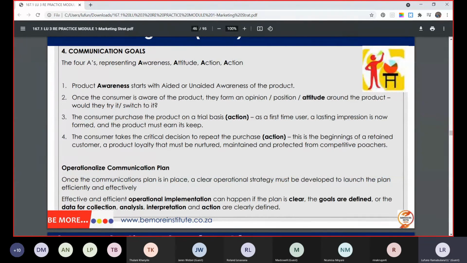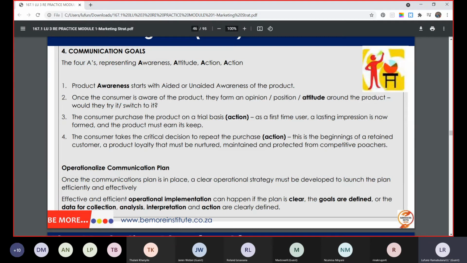Okay, let's talk about your communication goals. These represent awareness, attitude, and action. Product awareness starts with aided or unaided awareness of the product. So it's either we induce the awareness of the product, or it just happens. The product is out there, and people get to understand the product. Once the consumer is aware of the product, they form an opinion or position or attitude around the product. Would they try it or switch to it? That's important. Then the consumer purchases the product on a trial basis, which is action.